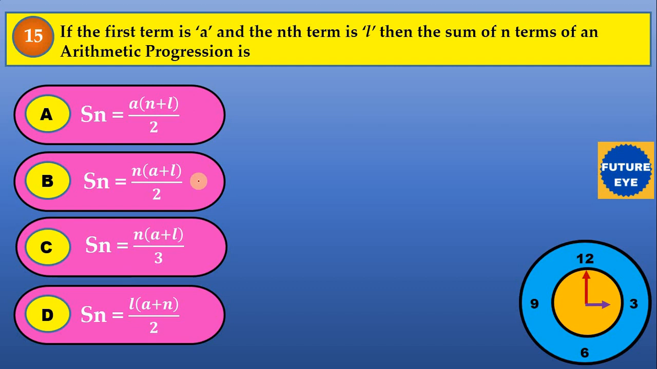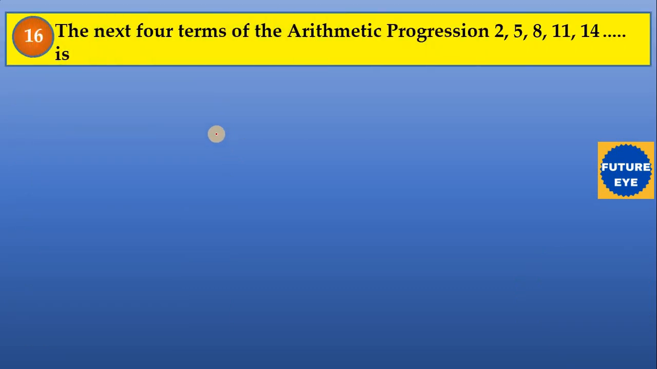Time up, children. So let's see the correct option here. I hope you have found it already. That is option B. Sn is equal to n into A plus L by 2. Move on to the another one, children.